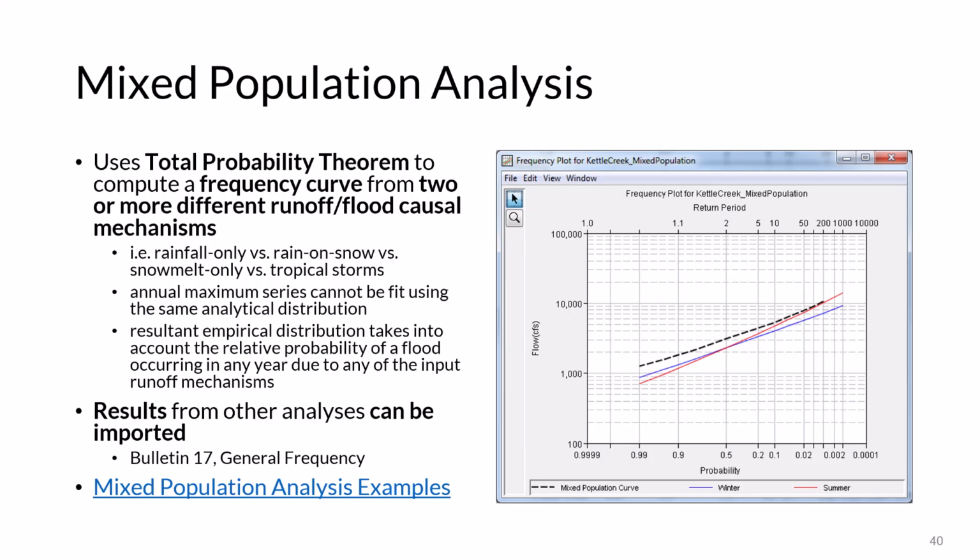The input curves in the mixed population analysis can be results from other analyses, such as the Bulletin 17 or general frequency analyses.